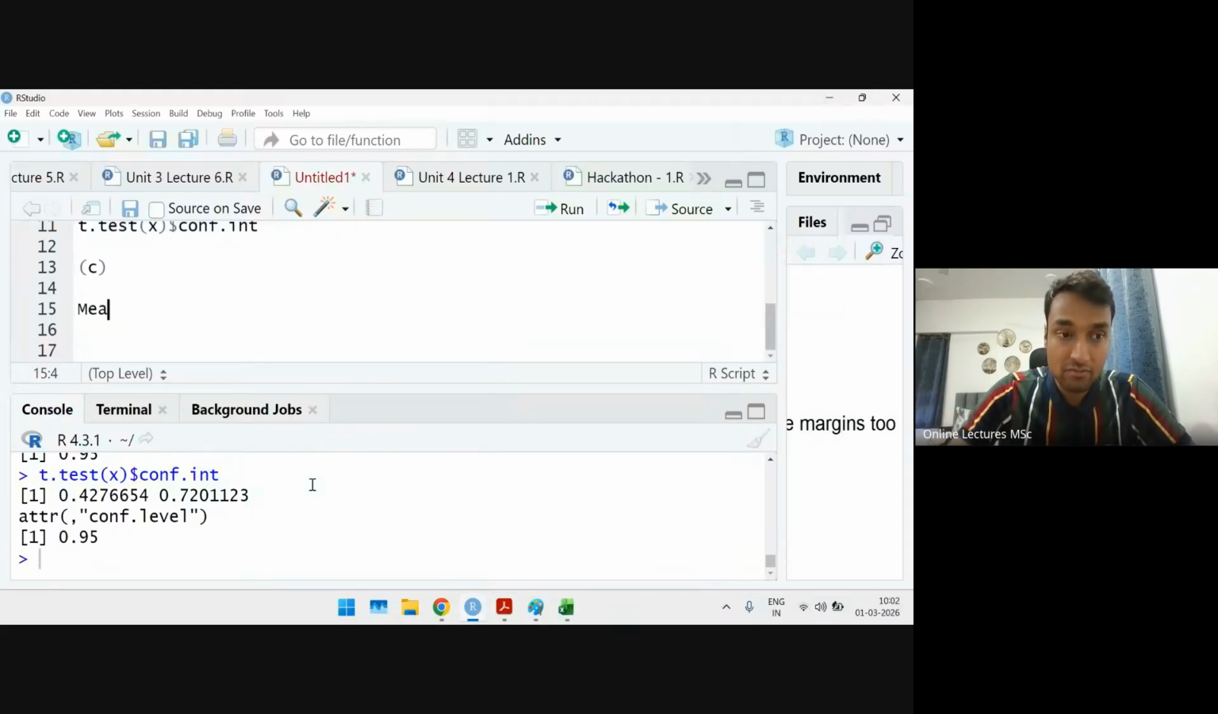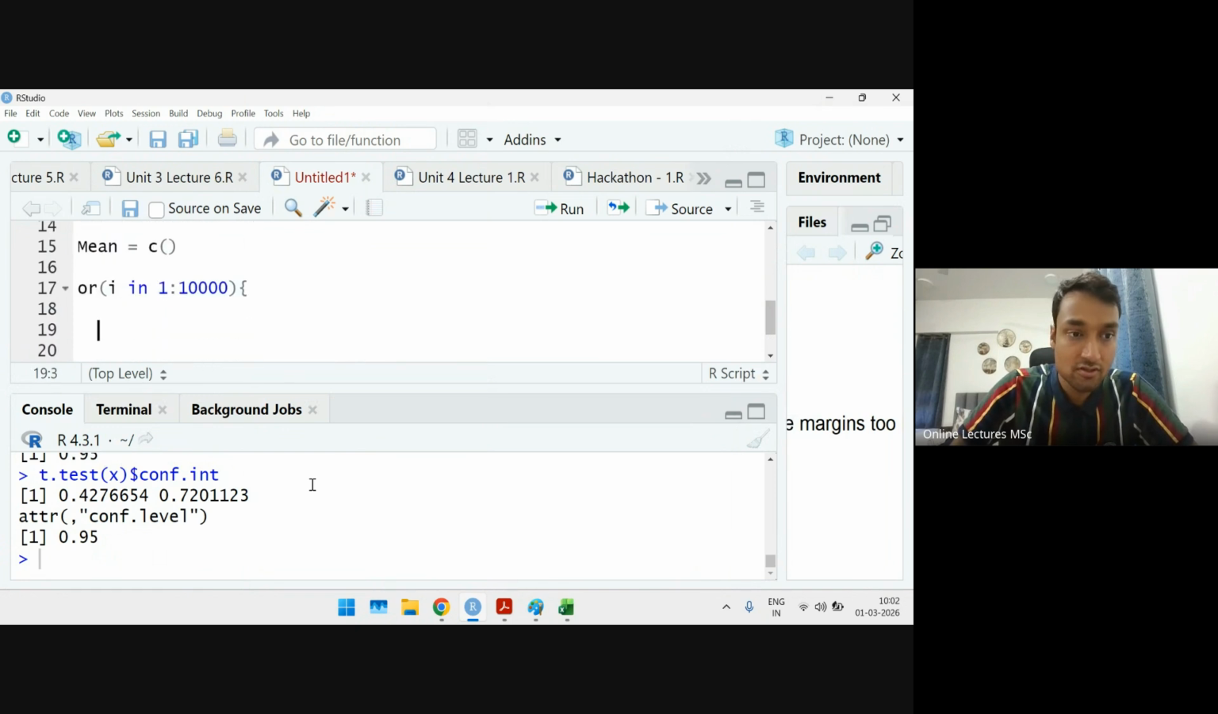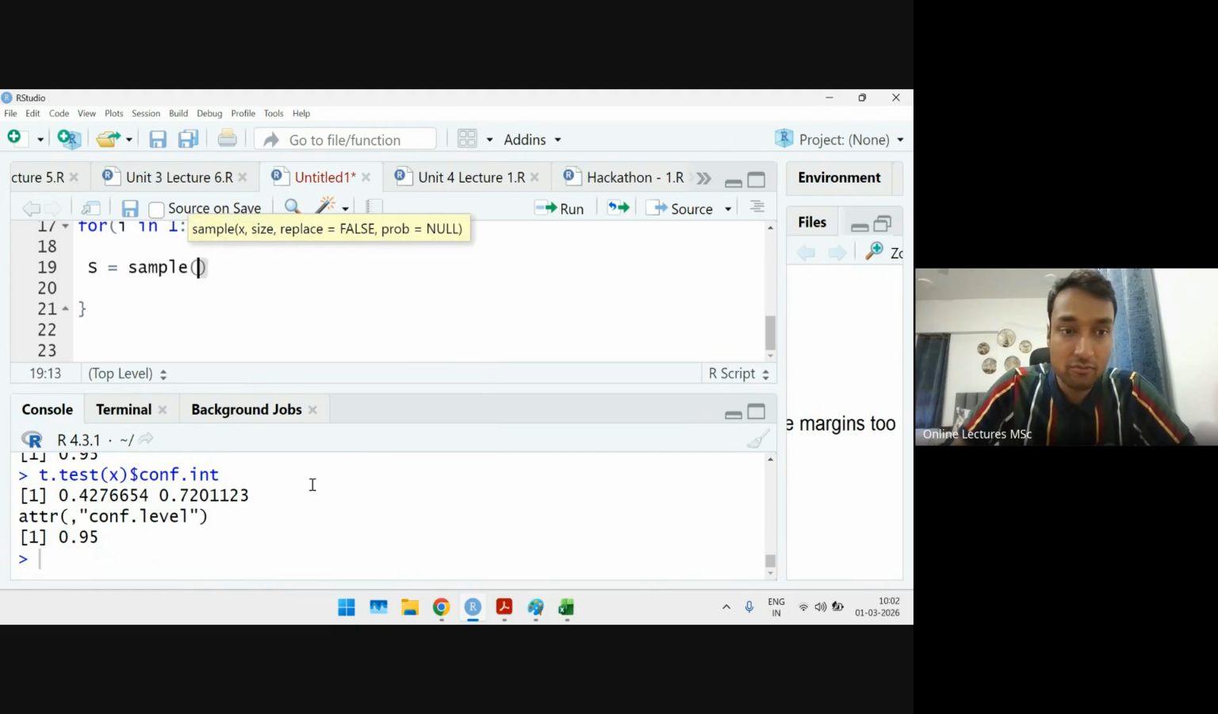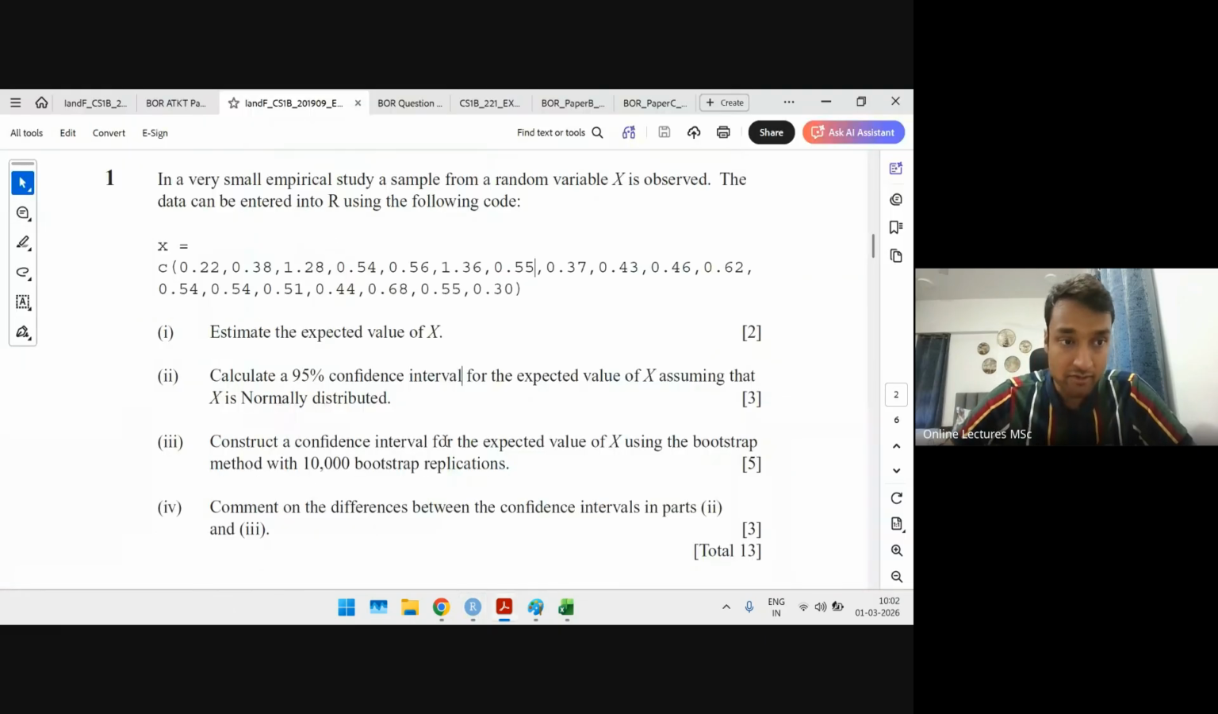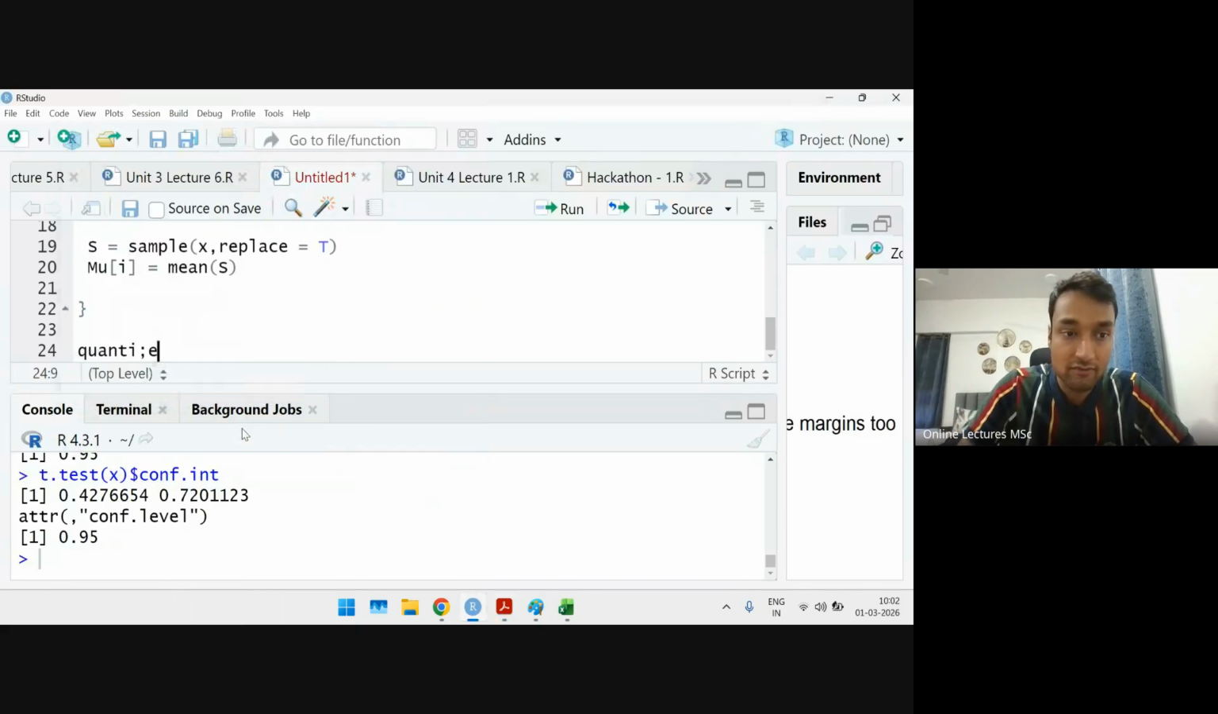Since I'm talking about the mean here, I will have to generate a blank vector and a for loop, because I want to make 10,000 replications. Since the sample would come from X itself, I would have to sample with replacement equals true. I would save the respective mean values of S inside the loop and I am good to go. I'm also expected to find the confidence interval, so as we have already learned, use the quantile function of mu, with probabilities 0.025 and 0.975. See if that makes sense.